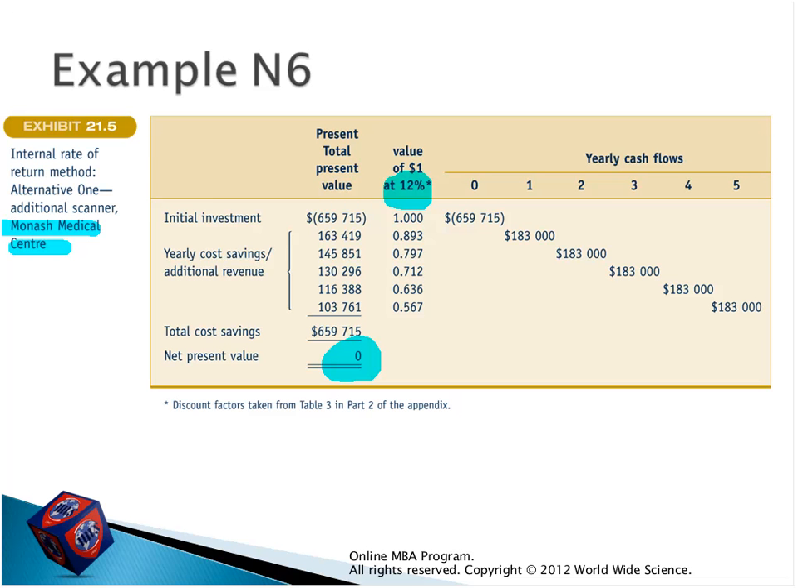So here the net present value is equal to 0 at the 12% rate. That means at the required rate of 12%, which is the return rate of our investment, we can get back the investment cost from this project. So let's see the next one.